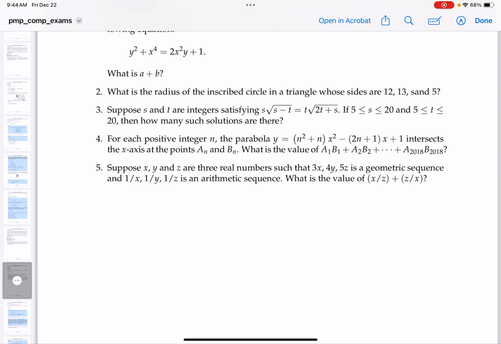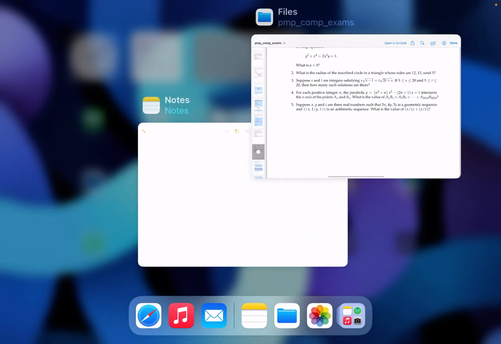Okay, for number 5, it says suppose x, y, and z are three real numbers such that 3x, 4y, 5z is a geometric sequence, and 1 over x, 1 over y, 1 over z is an arithmetic sequence. They want me to find the value of x over z plus z over x, right? So I'm going to go to the whiteboard, and I'm going to write down what they said.